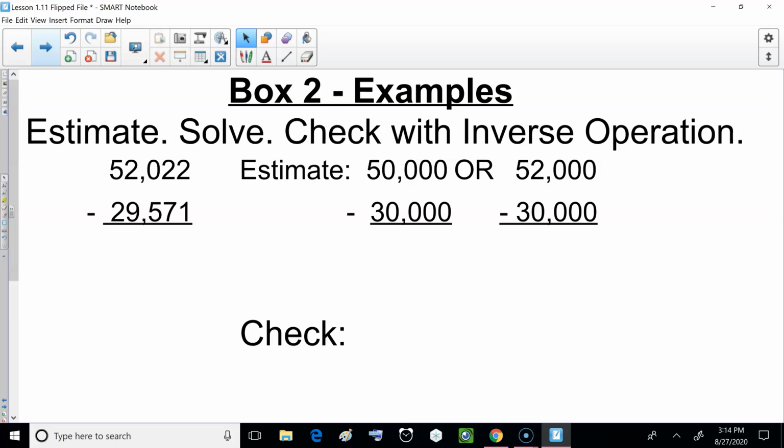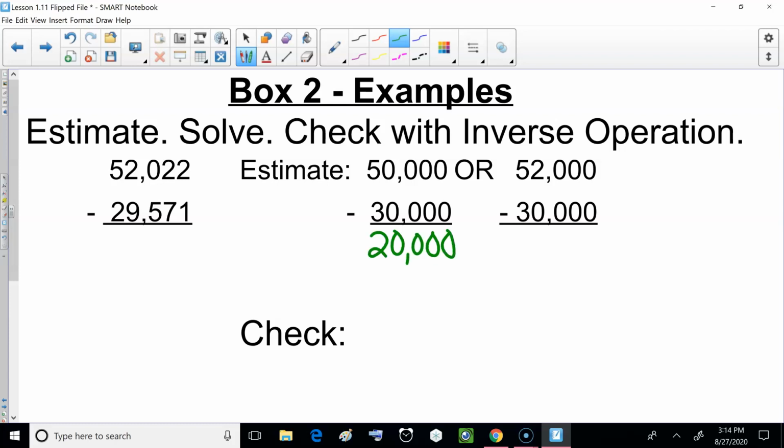With our examples today, we're going to go through our directions: estimate, solve, check with inverse operation. There are a lot of parts going on here, which is fine. Since we have bigger numbers, we've estimated them two different ways. We estimated to the nearest 10,000 first, which gave us an answer of 20,000, kind of a bigger estimate. We're going to be a little further from our normal answer because we chose a really large place value.